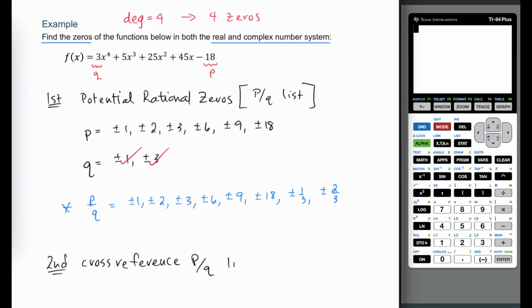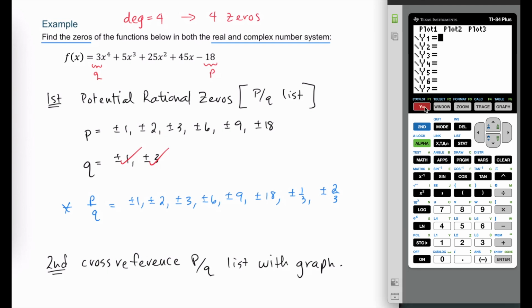The next thing that we want to do is to cross-reference this P over Q list with the graph to find good candidates for our real zeros. So let's come back over here to our calculator and input our function. So let's enter this and then go over to our graph. And it's hard to see what's going on here. We could manipulate the window to get a better picture, but we're mostly interested in where this graph appears to cross the x-axis. These are good candidates for my real zeros. And if they're also rational, they would be in this list of potential rational zeros.